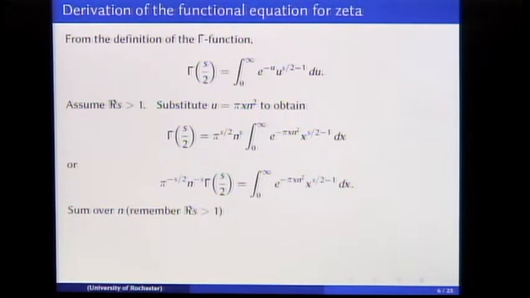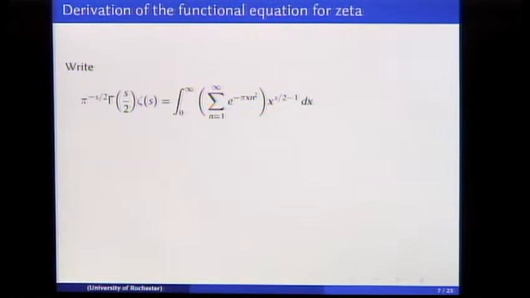Now sum over n. You can do that, since the resulting sum is absolutely convergent when you sum to the right of 1. On the left, you get pi to the minus s over 2, gamma of s over 2, zeta of s. On the right, you get this. Here I've done something you always have to check: I'm summing over n, and you see the sum inside, so I've switched them. But this thing is so quickly convergent in n that you justify it by absolute convergence. So you do that, and this is what we just saw. I'm going to call that sum omega of x.